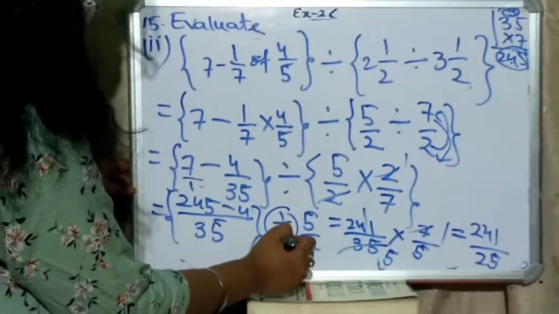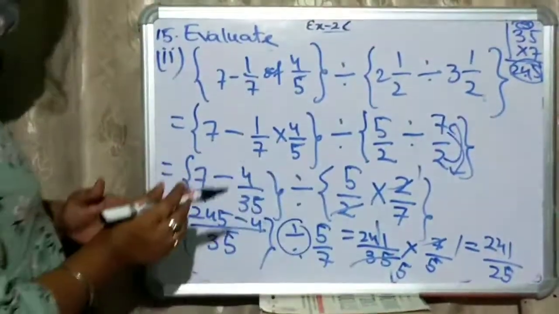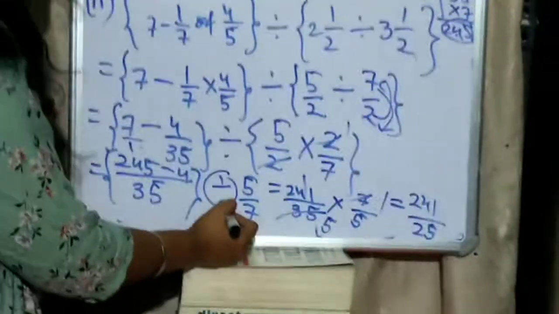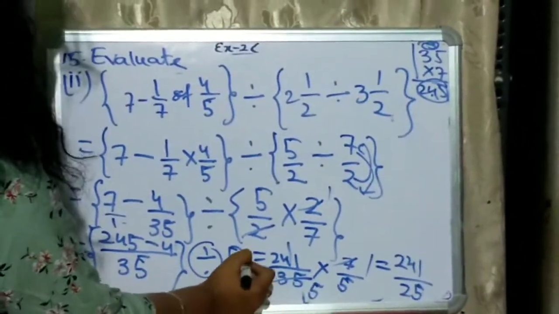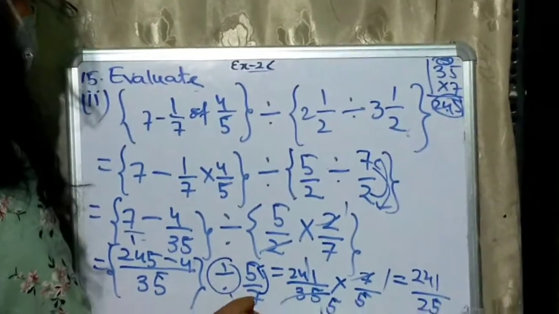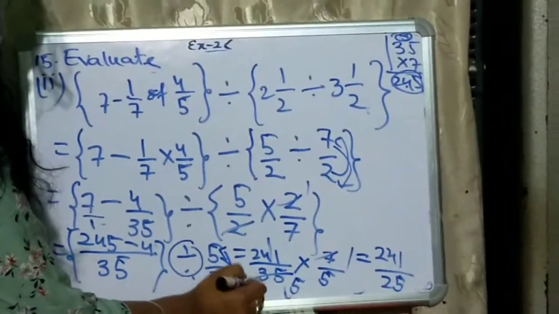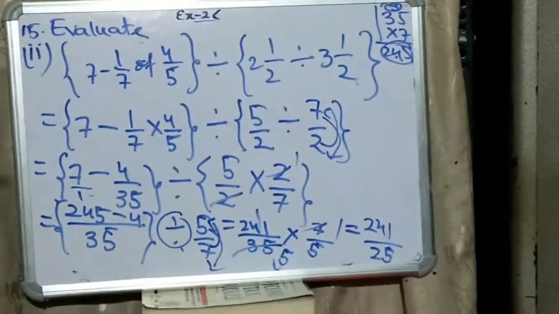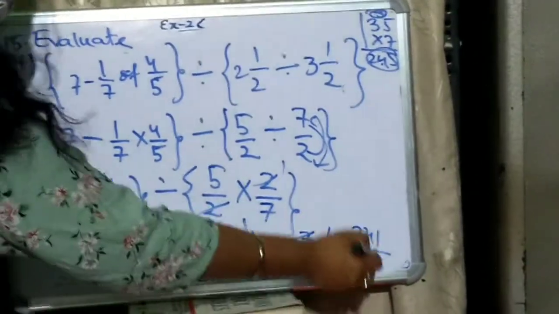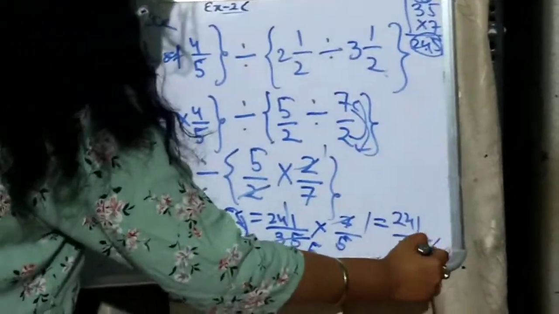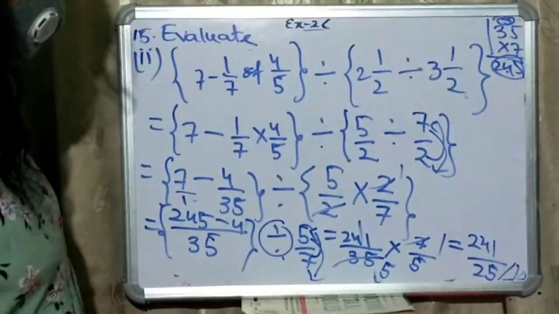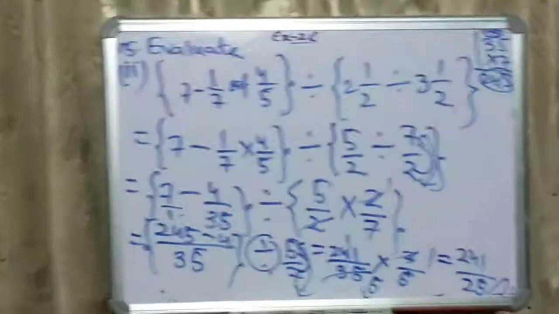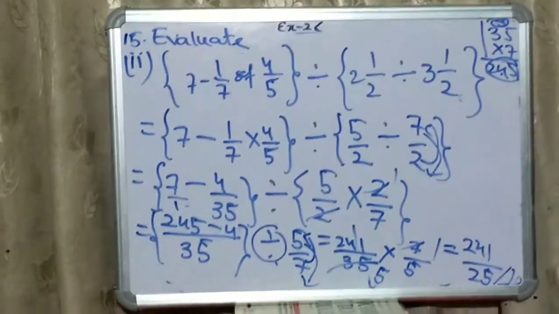And this division sign I have converted into multiplication. As soon as I have this division sum, I have converted into multiplication. 7 went in place of numerator, 5 came in place of denominator. Now after cancellation you have got the answer 241 by 25. You can write like this or after division in the form of a mixed fraction also you can write. Now you take the screenshot. Please take the screenshot.